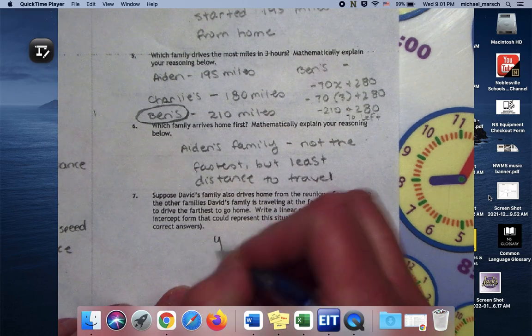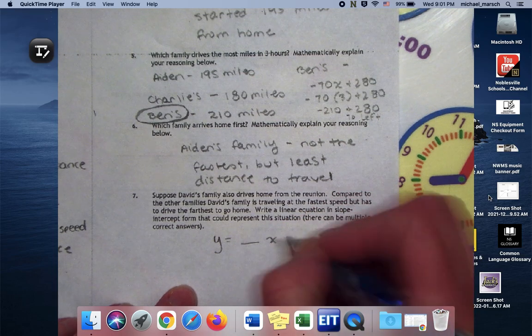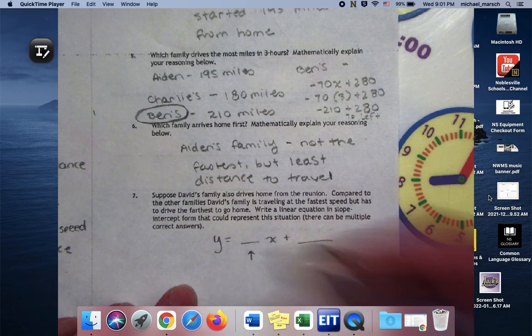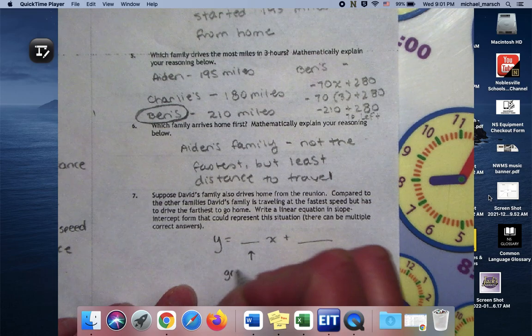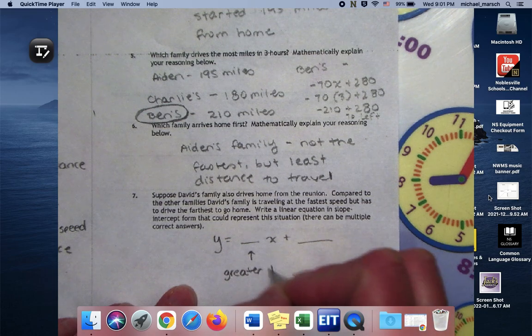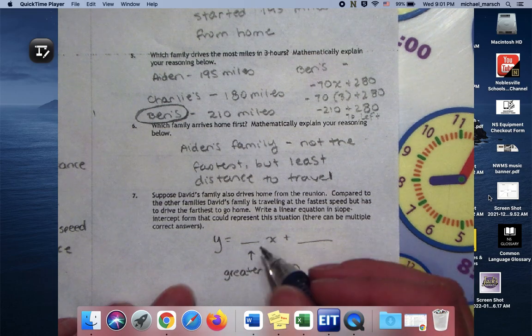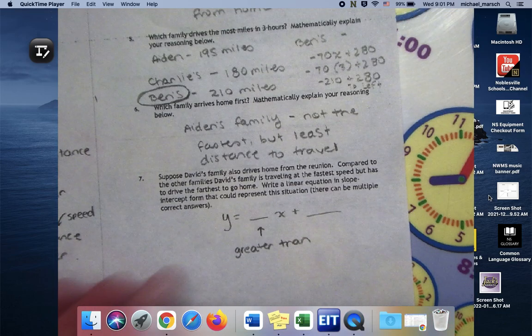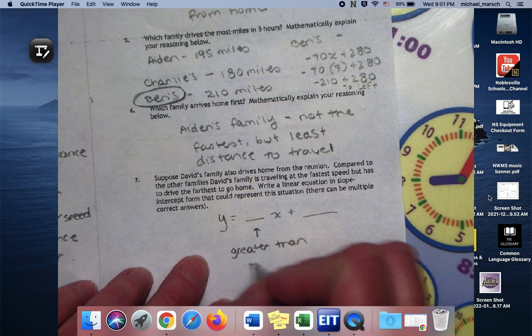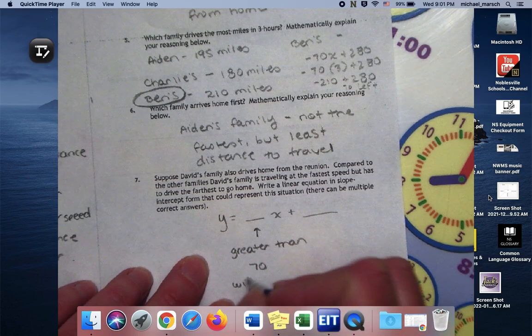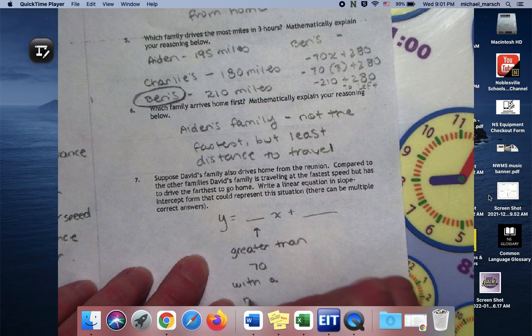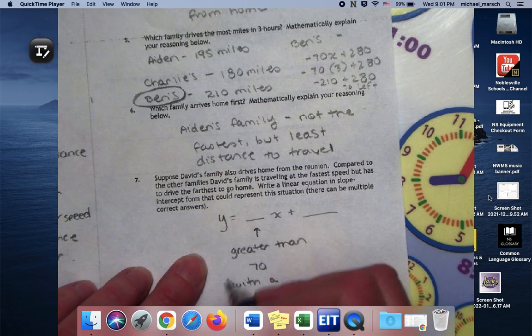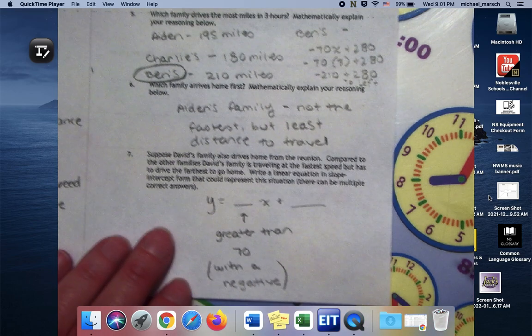So we need to have y equals something x plus something. This number has to be greater than, and I know this is going to sound weird because this is a negative 70, but we're going to make it greater than 70 with a negative, because that will show us their speed. And again, it's also the distance from home, so it's kind of awkward.